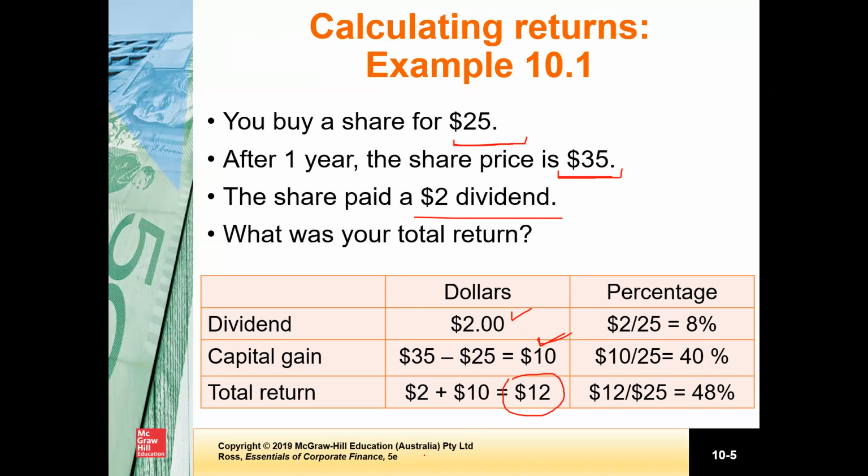$2 plus $10 is $12. And percentage return is, as I already said, that you divide each component of your return by your purchase price. So the $2 dividend divided by 25, which is your purchase price, and the $10 capital gain divided by 25. So 12 divided by 25, and your percentage return is 48%, you can see. So in terms of dollars, your return is $12. And in terms of percentage, when you compare your dollar return with the value of your investment, you get the percentage return.